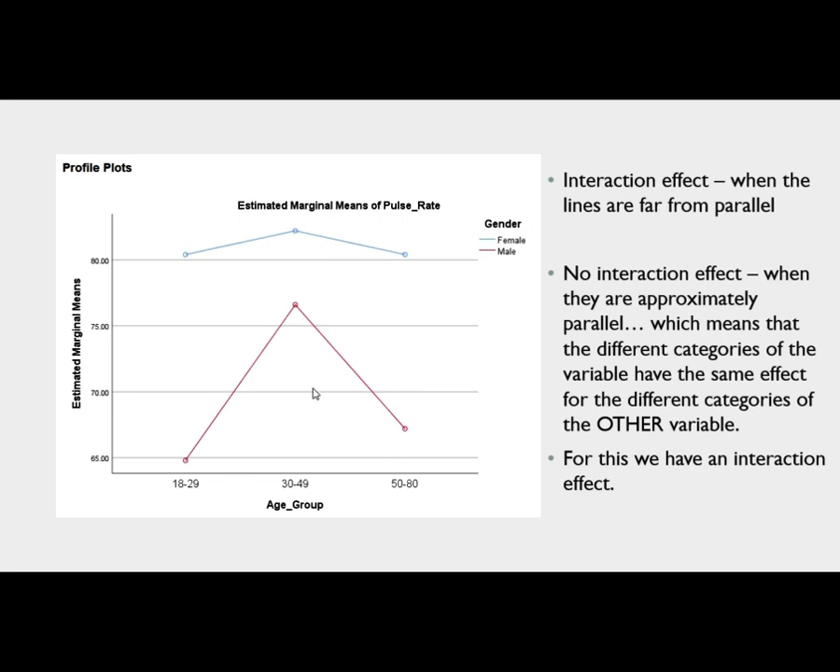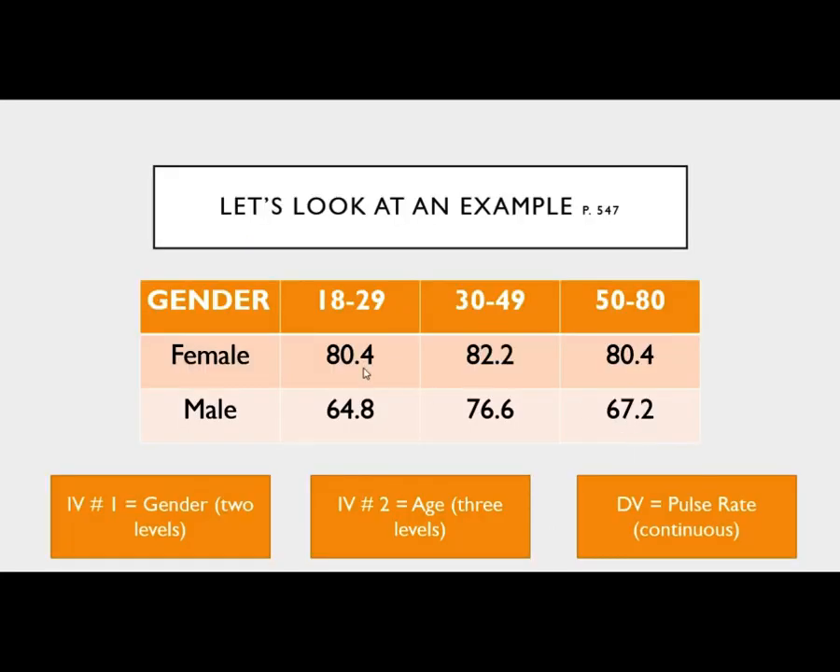I did this in SPSS, and there's a graph very similar to this in the book. So if there's no interaction effect, you would see these lines would be almost parallel. That would mean that the different categories of the variable have the same effect for the different categories of the other variable. So if this were high for the females in this group, then it would be high for the females in this group, it would be high for the females in this group. And I'm kind of seeing that, right? I'm seeing like there's not really an interaction effect, but this one might be the kicker.